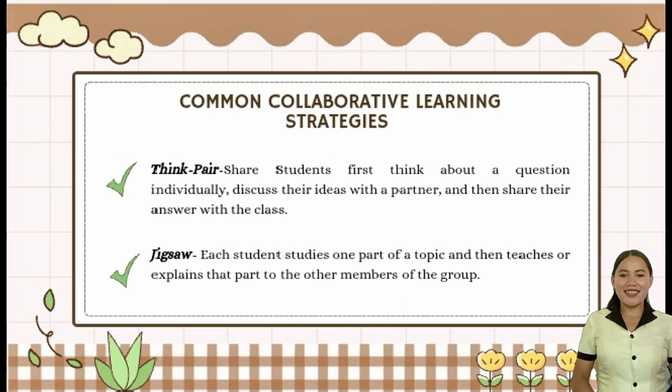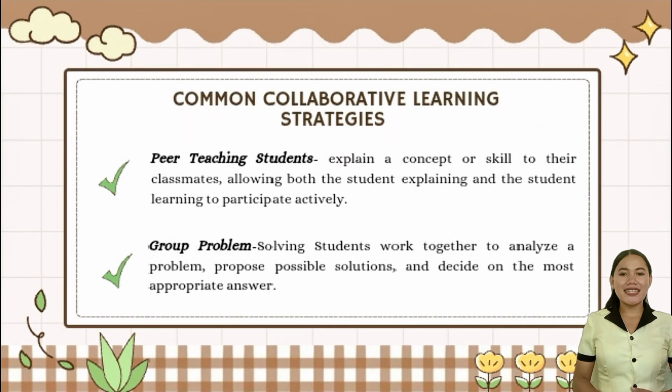The second strategy is jigsaw. In this strategy, each student studies one part of a topic and then explains that part to the other members of the group. For example, if a topic has four major parts, each member can become responsible for learning one part and then teaching it to the others. This works as collaborative learning because each member contributes knowledge that the group needs. So it demonstrates both individual accountability and positive interdependence.